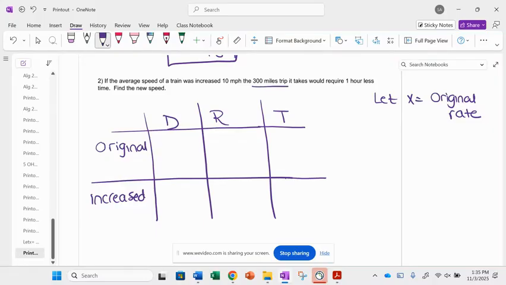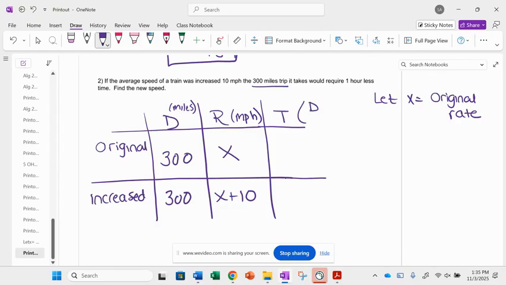So what is the distance? 300. So this is in miles. So we're 300, 300. We don't know the original rate. We decided to call that x. But for the increased rate, we're taking that original rate x and we're going 10 miles per hour faster. So how am I going to represent that? X plus 10. You got it. And this is miles per hour.